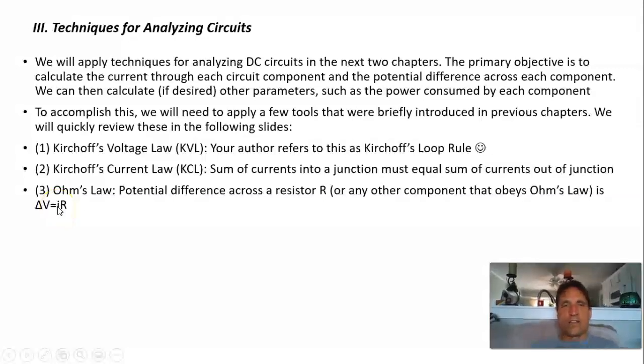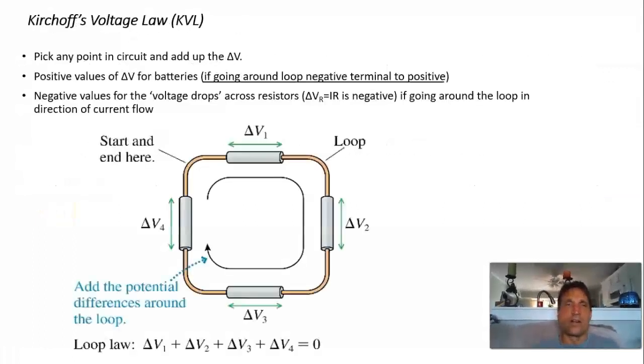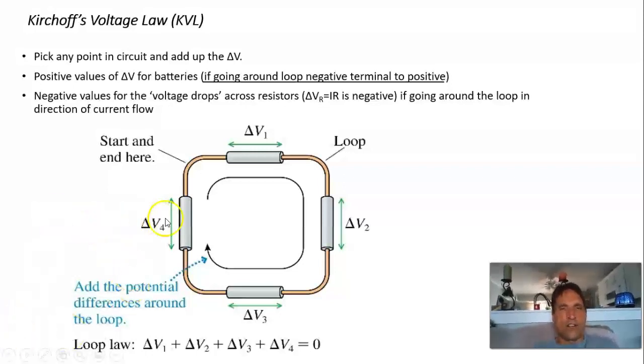So let's quickly review each of these, and then we're going to apply them to analyze a simple circuit. Okay, so Kirchhoff's voltage law, remember, just says that if we go around the loop and add up all the potential differences across each of the components, they all have to add up to zero, right? So in this particular case, suppose we start right here in the upper left, and we can pick a direction.